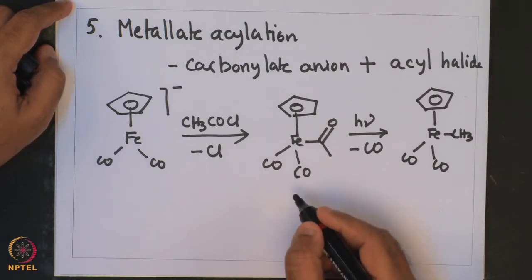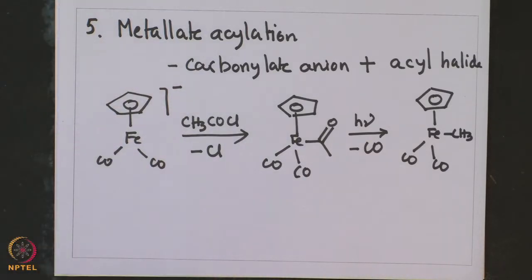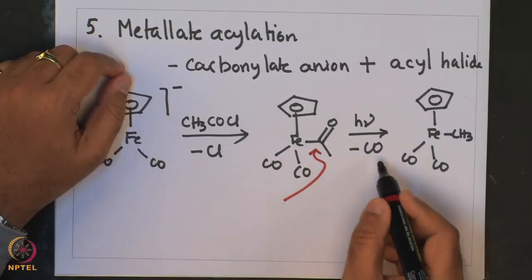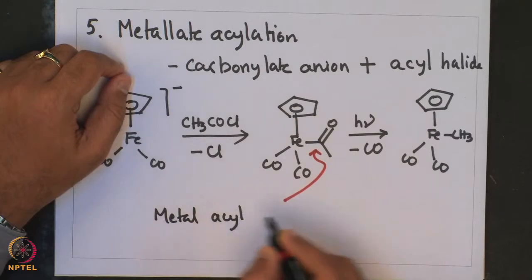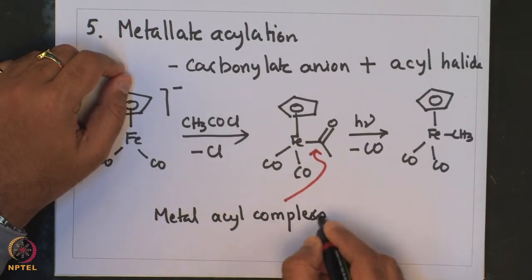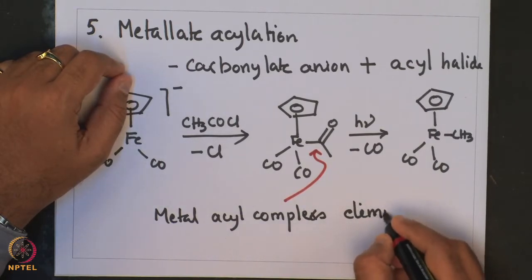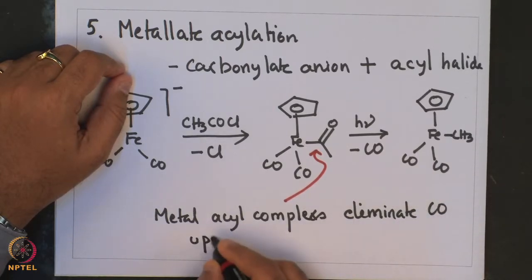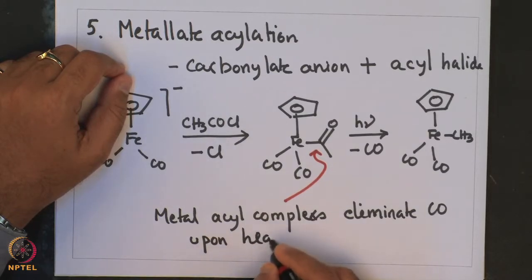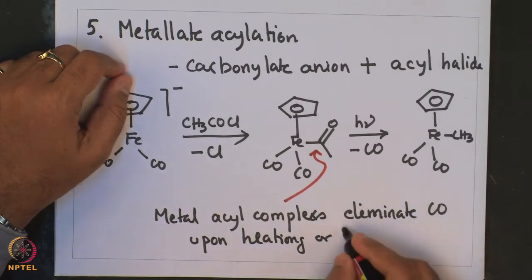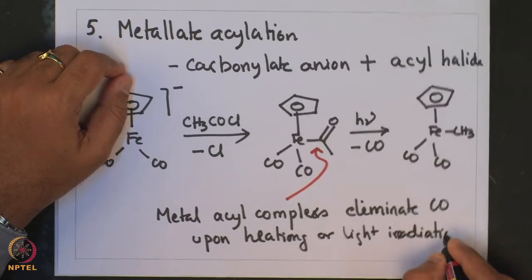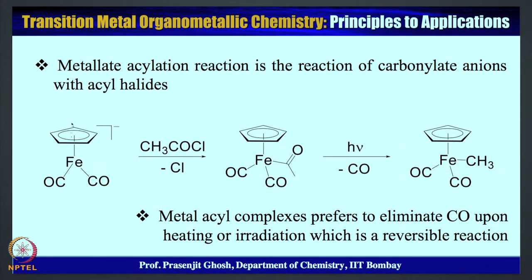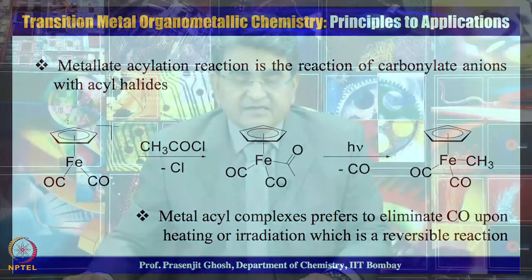An important characteristic of the metal acyl bond is that metal acyl complexes prefer to eliminate CO in presence of light or heat, that is, heating or light irradiation. So, this method was very similar to the previously discussed metallate alkylation reaction.